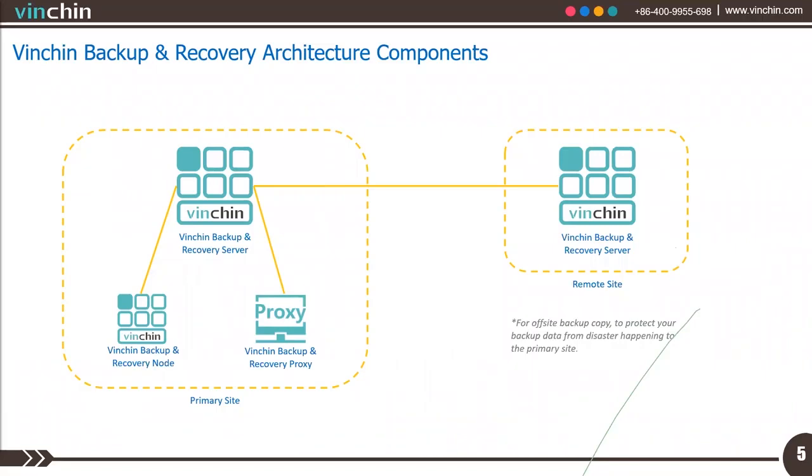Here, let's take a look at the Vinchin backup and recovery architecture components. In this example, there are 2 sites, the primary site and the remote site. On the primary site, Vinchin backup server, backup node, and backup proxy have been deployed. On the remote site, only the Vinchin backup server has been deployed. The remote site Vinchin backup server is used for offsite backup copy storage only. So let's focus on the primary site.